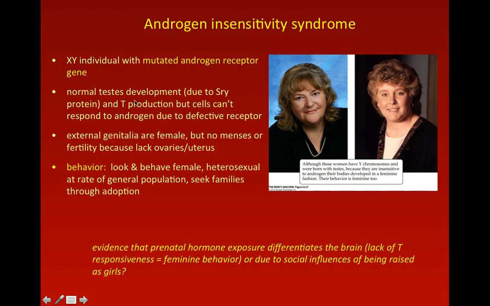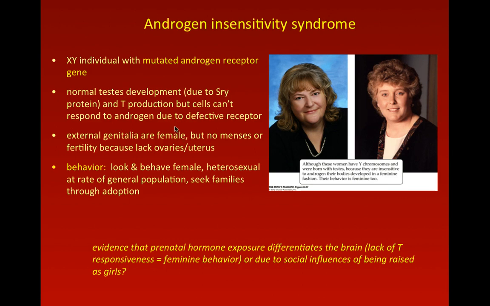However, all the testosterone that is produced cannot have any influence on the cells because the cells have this mutated androgen receptor. Testosterone just cannot bind this receptor. And so what happens is, because the development of the external genitalia is dependent on testosterone and other androgens binding these receptors, the external genitalia think, hey, I'm in the absence of testosterone, I must develop into female. And so you get external genitalia that are developed in a female pattern.